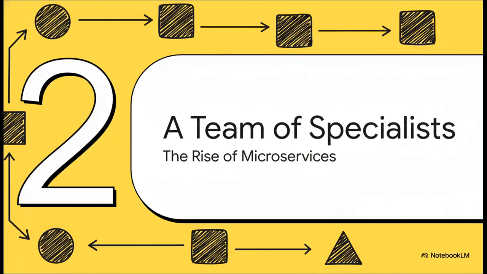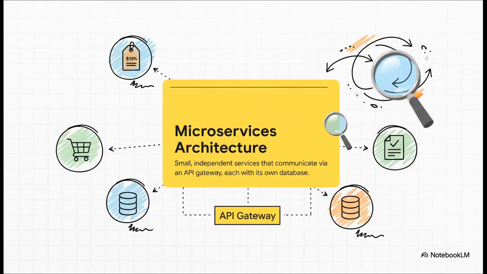But what happens when that giant room gets too crowded and chaotic? What if you'd rather have a team of specialists where everyone has their own specific job? Well, that brings us to the modern challenger, microservices. With this approach, the app is broken down into a whole bunch of small, totally independent services. A great example of this is Netflix. Think about it. Their video streaming is one service, their billing is another, and their recommendation engine is yet another. They all talk to each other through a central API gateway, which is kind of like a traffic cop directing requests, but otherwise they run on their own, each with its own database.